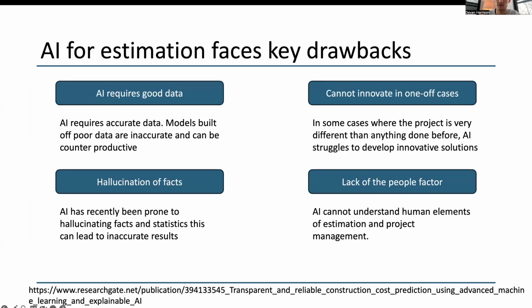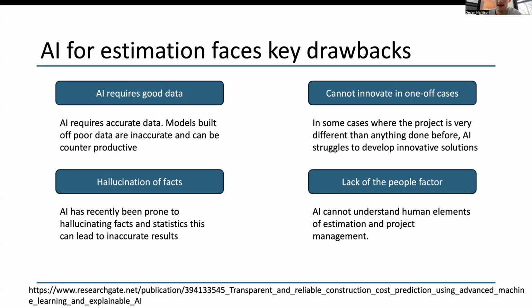So, of course, I think while we do like to talk about AI as a super innovative thing, it does have some key drawbacks. The first that I think needs to be mentioned more, especially in estimation, is the requirement for really good data. Both machine learning and generative AI require quite accurate data, and models that are built off of poor data will be counterproductive and may even give worse results than what a human could do. They also generally can't be as problem-solving or innovative in singular cases. The example that always comes to mind is the Sydney Opera House, where there weren't any case studies of a structure like that being built.